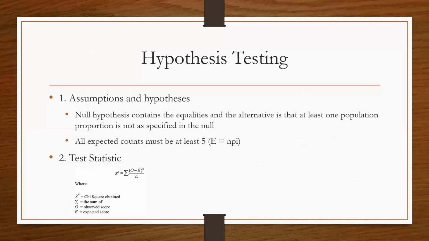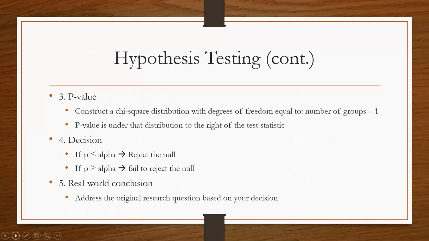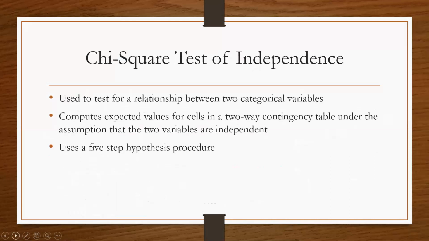So hypothesis testing, the assumptions are that the null hypothesis contains the equalities, and the alternative is that at least one proportion is not as specified in the null. And then the assumption is that all expected counts must be at least 5. And then this is how you calculate the test statistic, where the chi-squared obtained is equal to the sum of the observed score minus the expected score squared, divided by the expected score. So, all stuff that you've seen before.